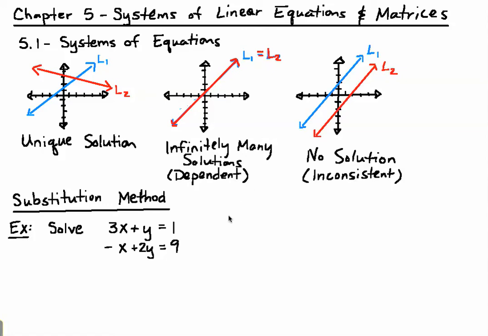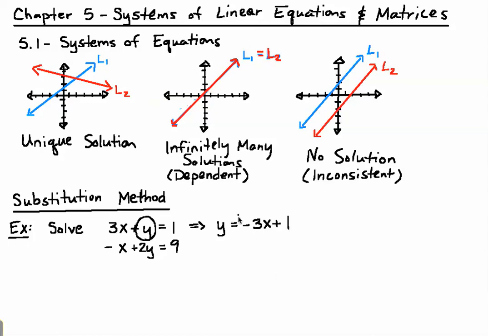So beginning with our example, 3x plus y equals 1 and negative x plus 2y equals 9. We want to solve this system of equations. The first thing I'm going to do is solve my first equation for y, because that's just the easier variable to solve for. It doesn't matter if you're solving for y or x. I'm solving for y in this case because the coefficient of y is equal to 1, so that's going to make it easier. I need to subtract 3x from both sides, leaving me with y equals negative 3x plus 1.